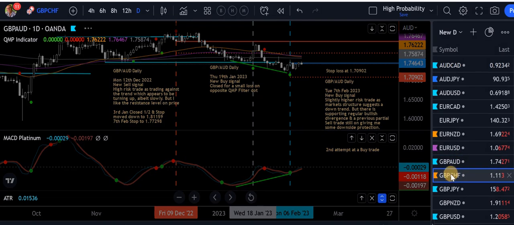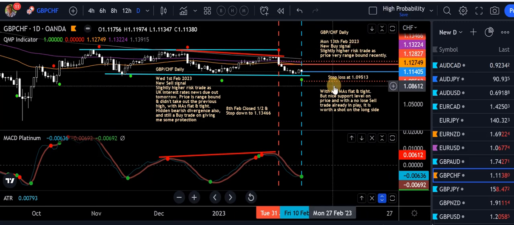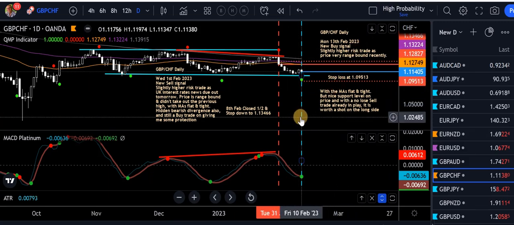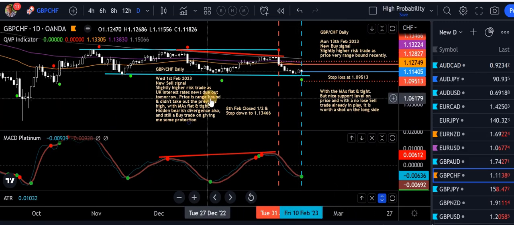Pound Swiss, highlighted in orange, and there's a reason for that because new buy trade. Now got dogs barking. Unbelievable. All right, at least there's not a funeral on.